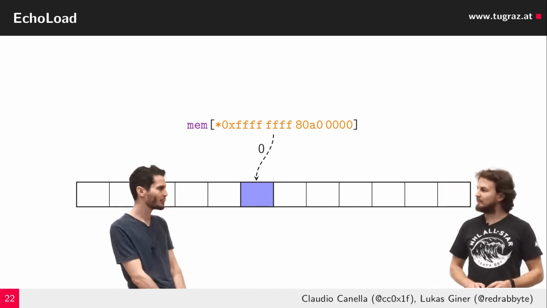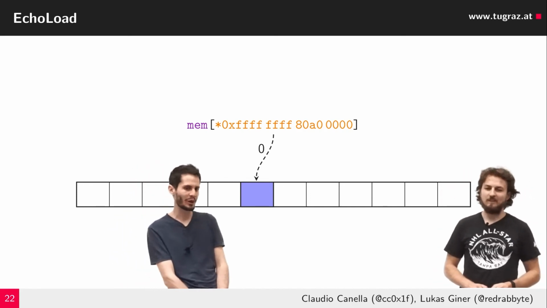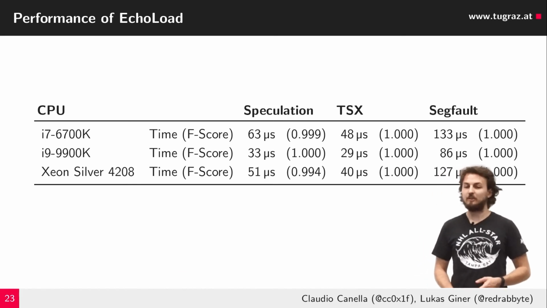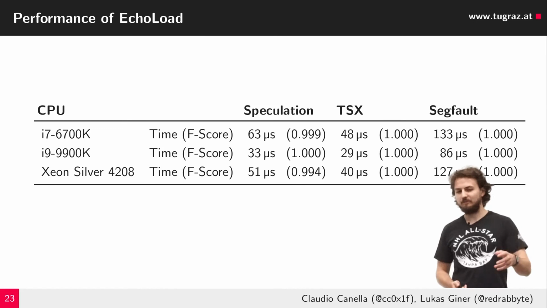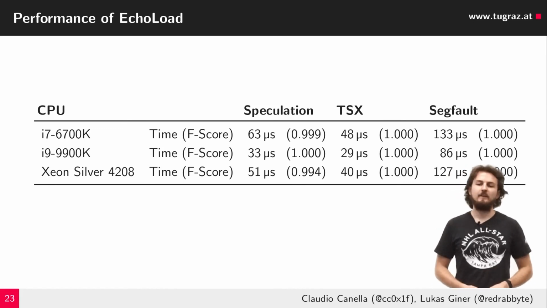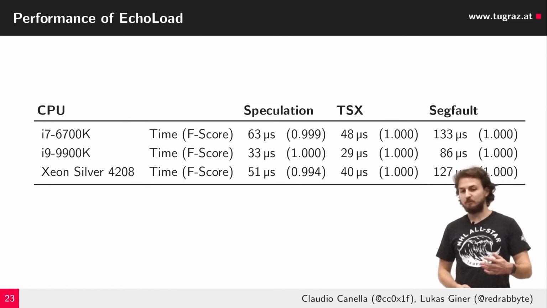All right, so how fast is this actually? Do we have to wait an hour for our KASLR break? No, so EchoLoad is actually quite fast. We evaluated it on several CPUs. In the paper, we have a lot more CPUs than those 3. But as we can see, it also works on older CPUs.